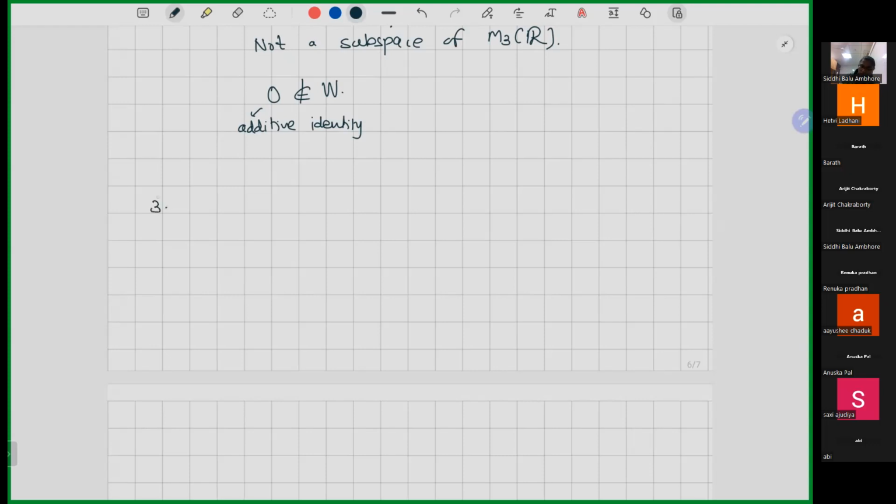Third vector space which we would like to check is all the A in M3R such that trace of A transpose is now 0. Can somebody quickly tell me what is to be done, or what is the catch here, so that we can directly say that this is a subspace of M3R? We have already carried out the work for this set. Can somebody tell me?